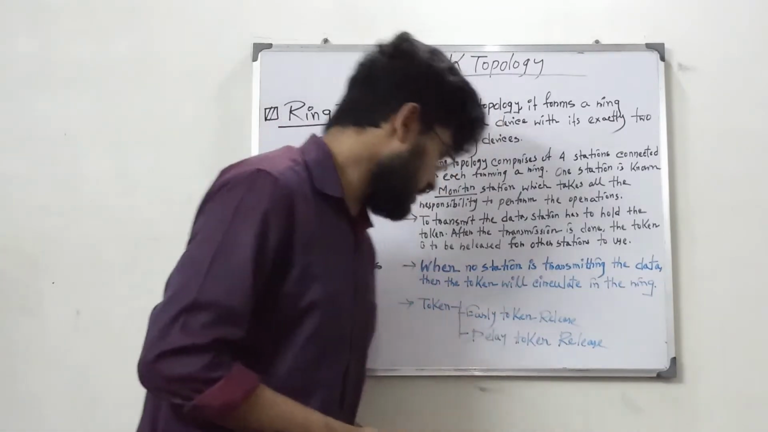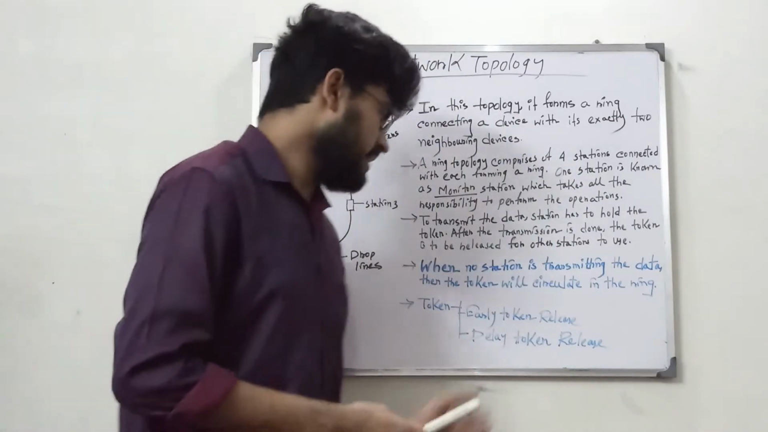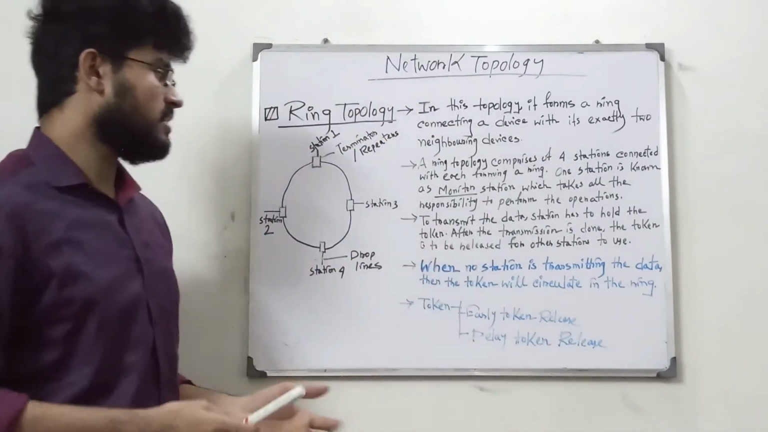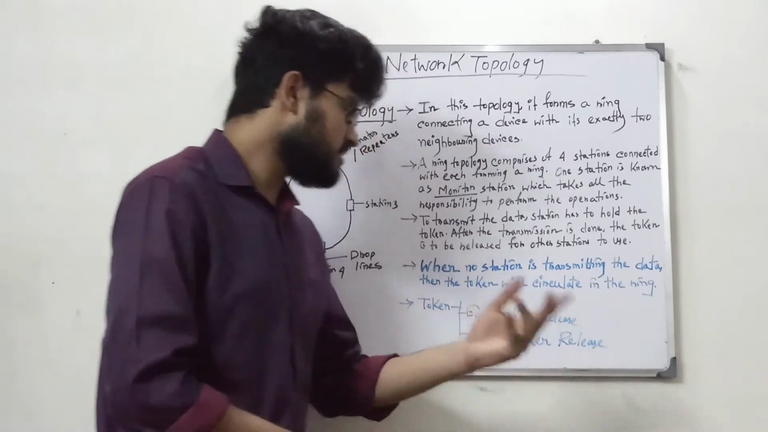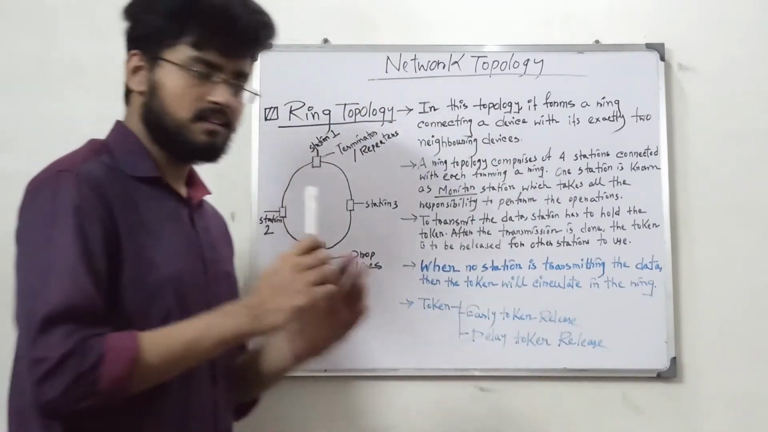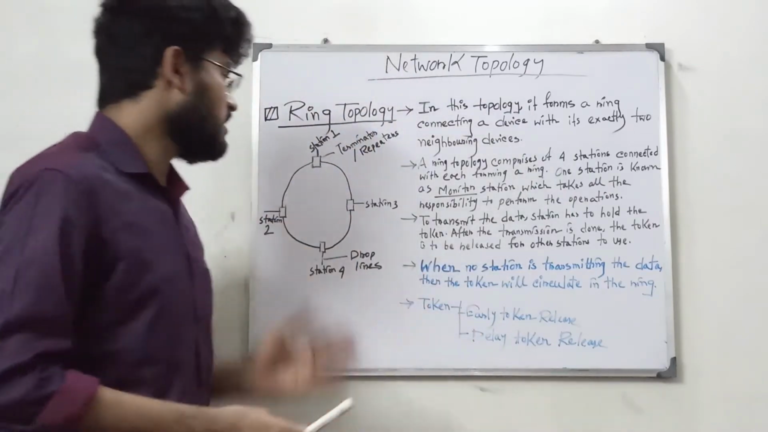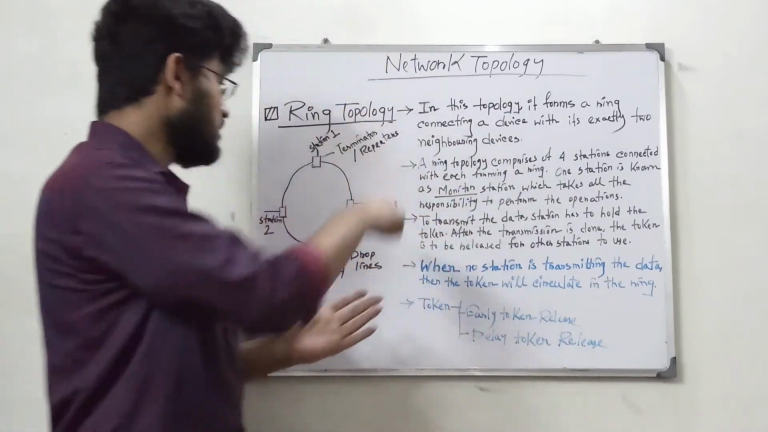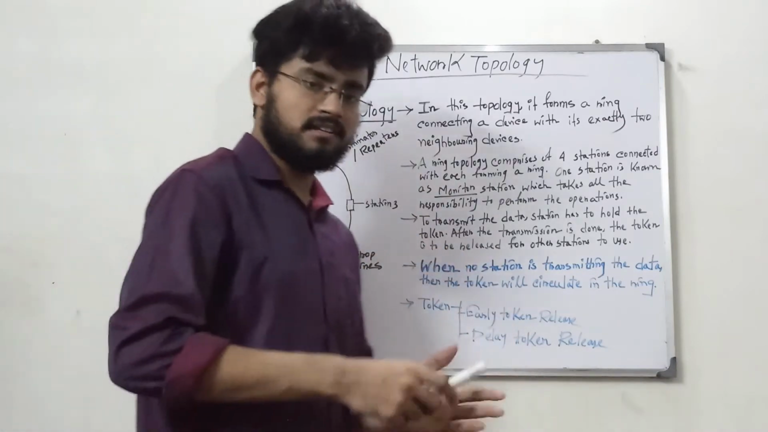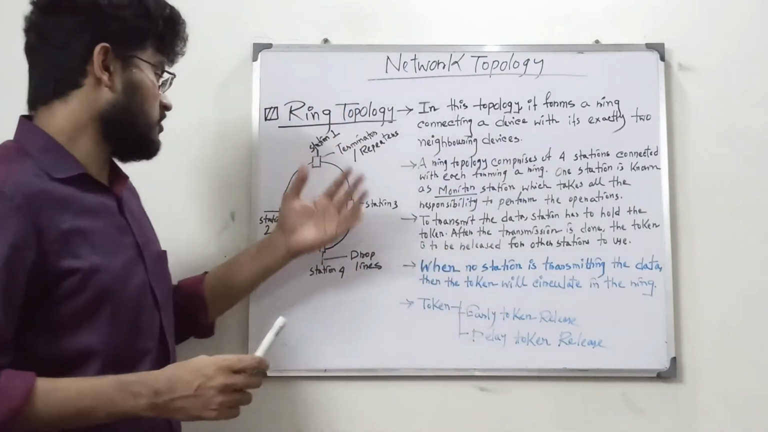There are two types of token release: early token release and delayed token release. Early token release releases the token just after the transmission of data is done. Delayed token release releases the token after receiving the acknowledgement from the receiver.